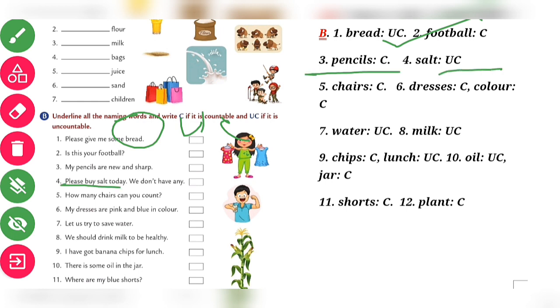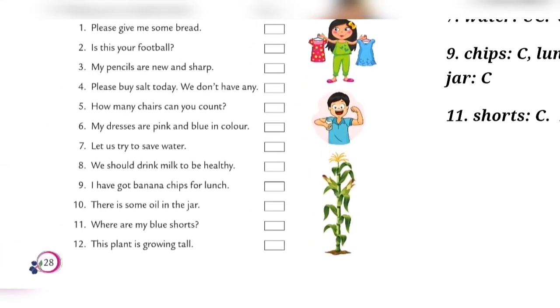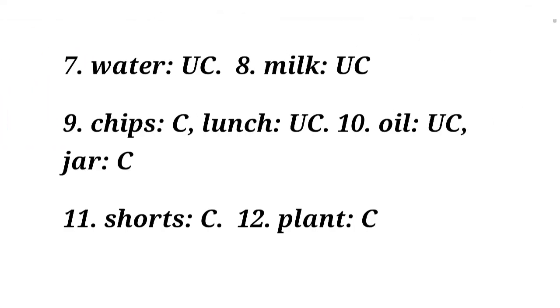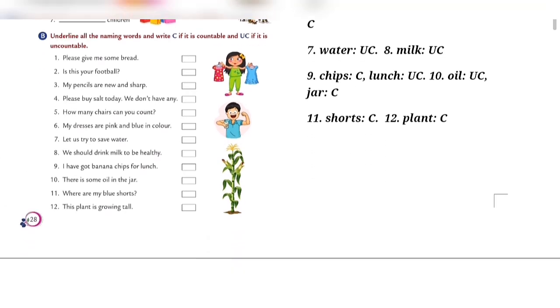Clear? Now the next, 5, is how many chairs. You can count, so chairs are countable. Then the 6th, my dresses are pink and blue in color. So 6 is dresses. My dresses you can count, so write C for that. One more thing, color is also given. In 5 there are two things, and in 6 there are two things, dresses and color, both are countable. In 7th, water, that is uncountable. 8th, milk, that is uncountable. 9th is chips, that is countable.